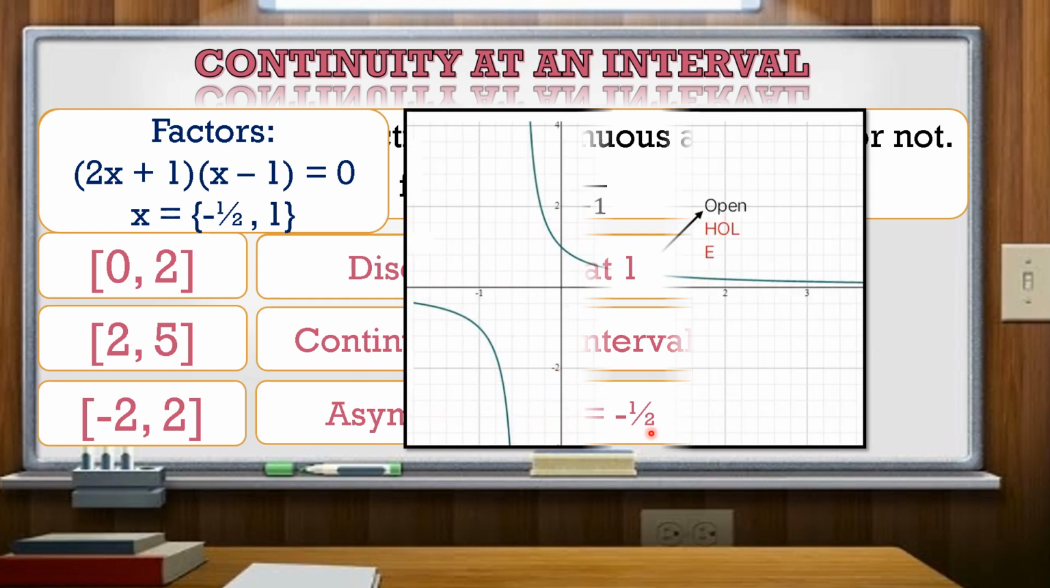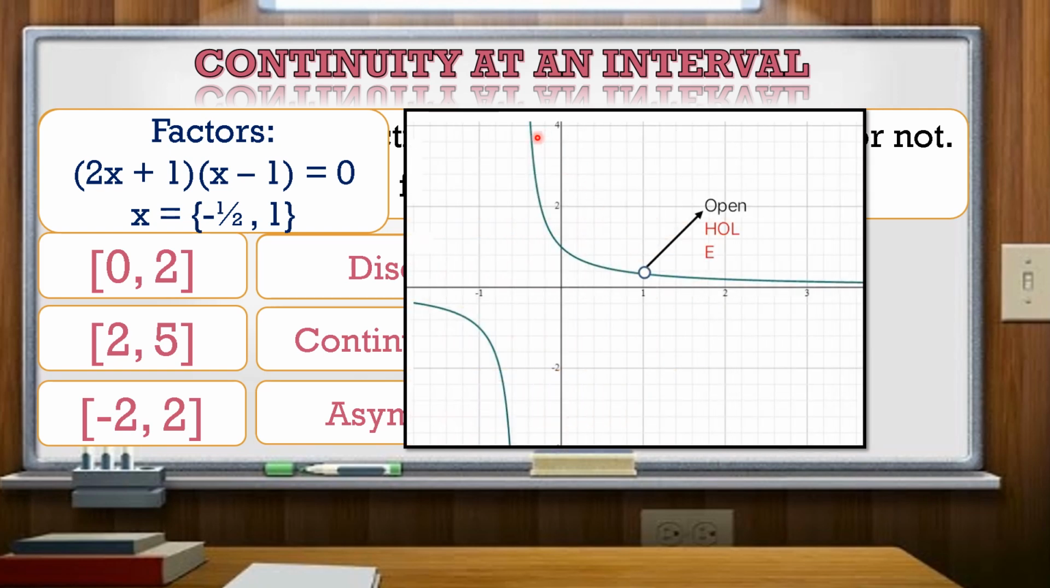This is the graph of your function. So, dalawa. So, meron tayong hole here. This is an example of removable discontinuity. At yung nasa baba naman, this is an example of infinite discontinuity. Okay? Hindi tuloy-tuloy.